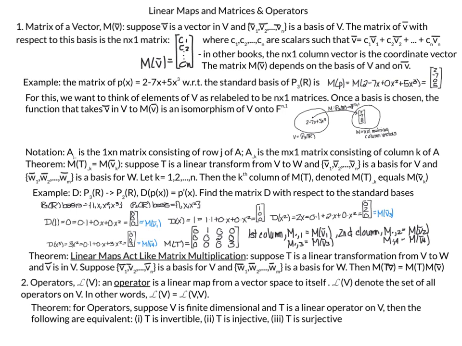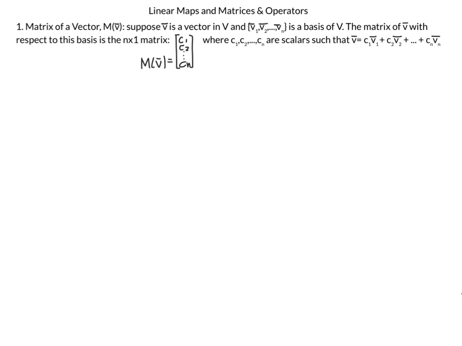The theorem says suppose V is finite dimensional and T is a linear operator on V, then the following are equivalent: 1, T is invertible; 2, T is injective; and 3, T is surjective. In other words, if you prove just injective, you automatically get surjective, and vice versa. If you prove just surjective, you automatically get injective, and then since you have both, you get invertible. That wraps up our overview, so we'll go back and take a closer look at this matrix of a vector.